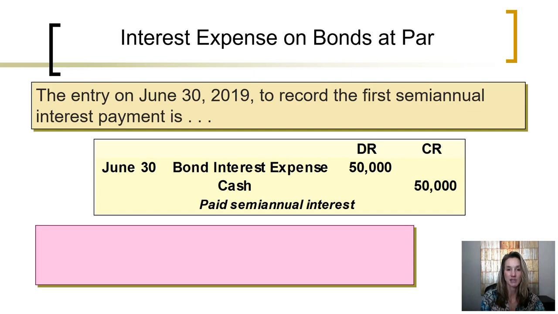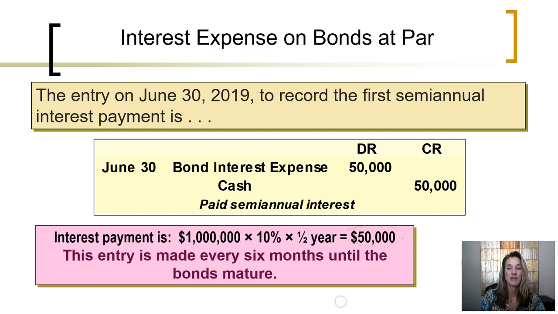After 6 months have passed, it is now June 30th of 2019. The investors, the bondholders, are ready for their first interest payment. So on June 30th, the company must make a journal entry to record the first semi-annual interest payment. The amount of interest is calculated by taking the par value or face value of the bonds, $1 million, times the stated or contracted interest rate, 10%, and because these rates are stated as annual interest rates, we have to take that annual interest and multiply it by the fraction of the year.